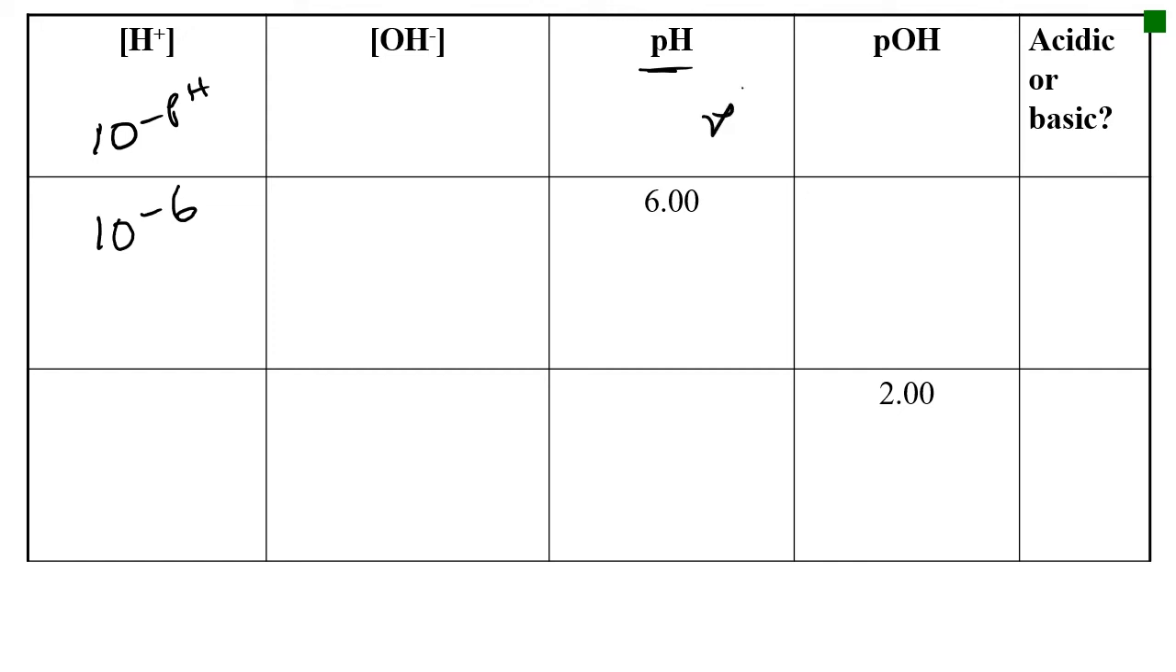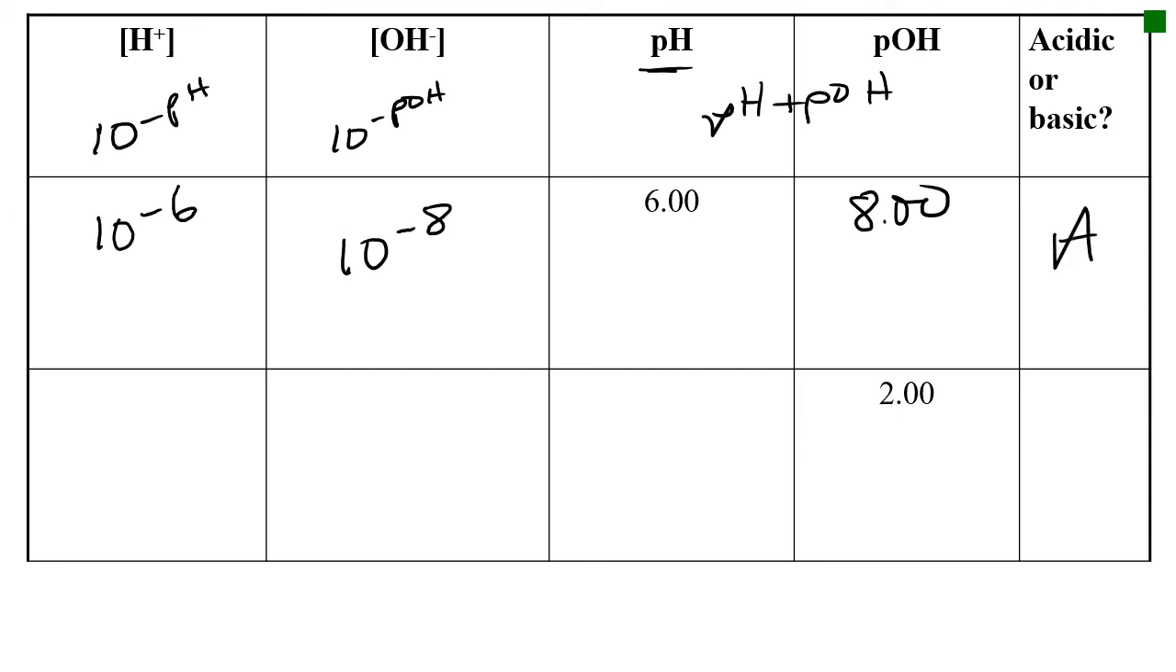We know that pH plus pOH has to add up to 14. So 14 minus 6 is a pOH of 8. 8 plus 6 is 14. Our hydroxide concentration is going to equal 10 to the minus pOH, and this is going to be 10 to the minus 8. Our hydronium is greater than a hydroxide, and our solution is going to be acidic.